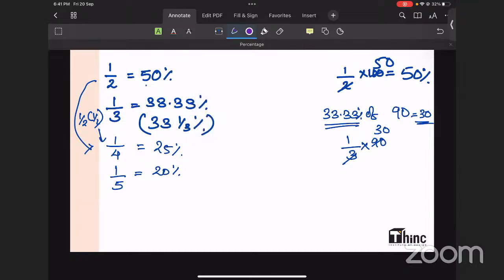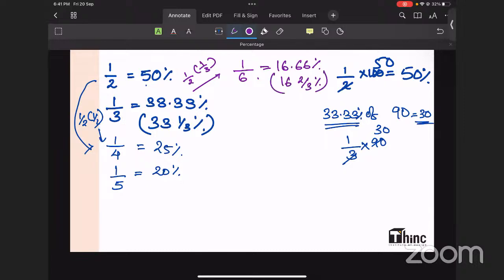Next comes 1 by 6. So 1 by 6 is related to 1 by 3. See, actually, this is half of 1 by 3. Half of 1 by 3 means half of 33.33. What is half of 33.33? 16.66% or 16 and 2 by 3%.